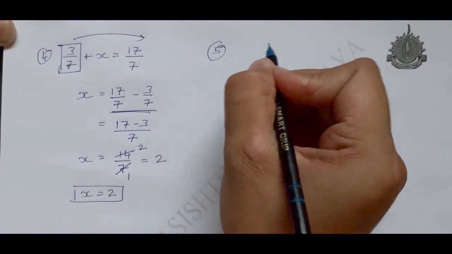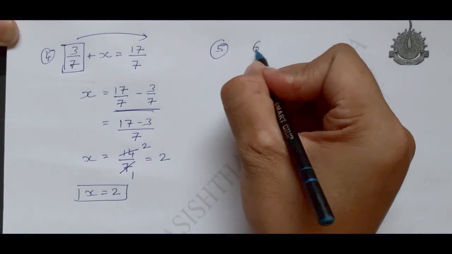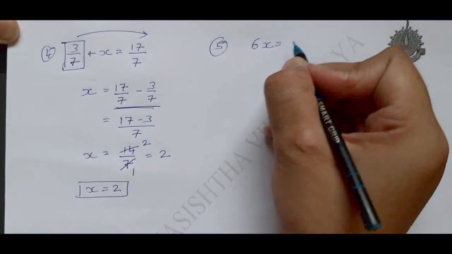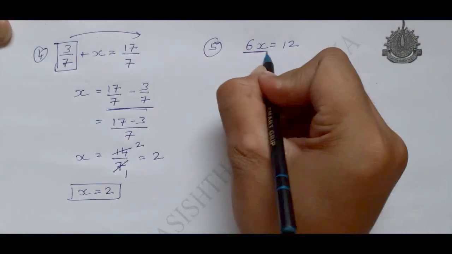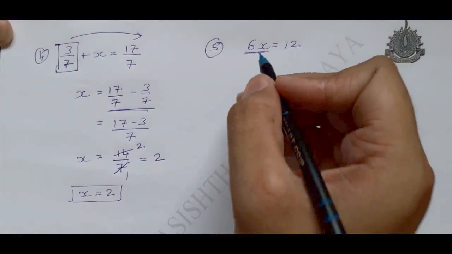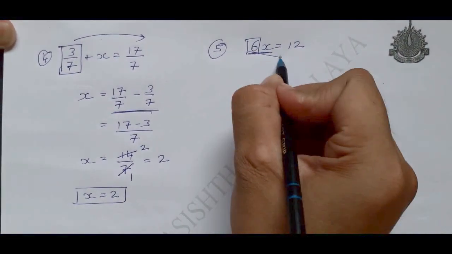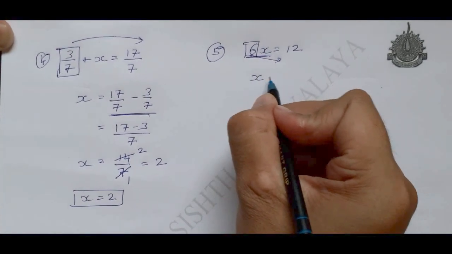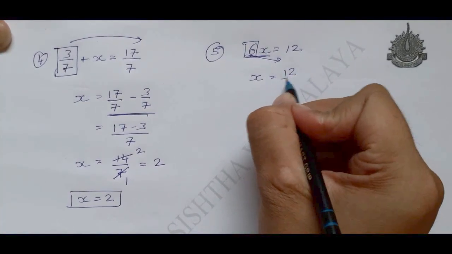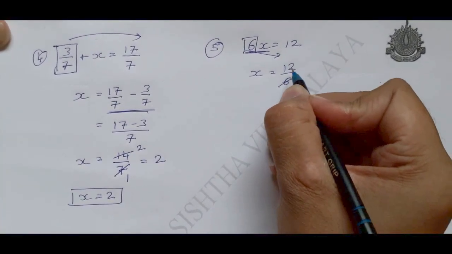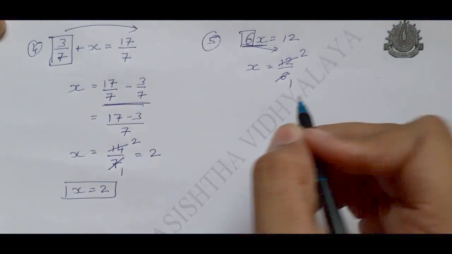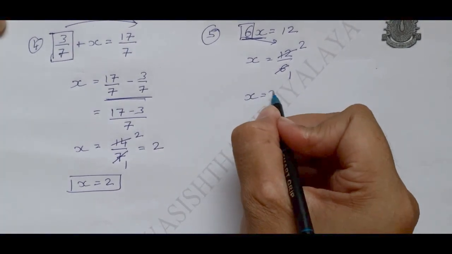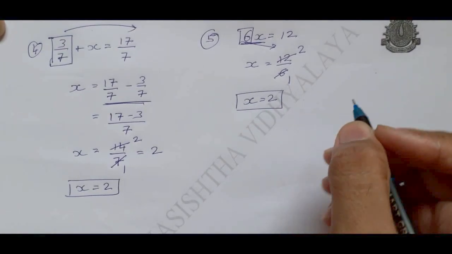Similarly, the fifth question was 6x is equal to 12. Now here the relation between 6 and x is multiplication. So this 6 will move to the denominator. So it will be x is equal to 12 upon 6. 6 ones are 6, 6 twos are 12. So x is equal to 2.